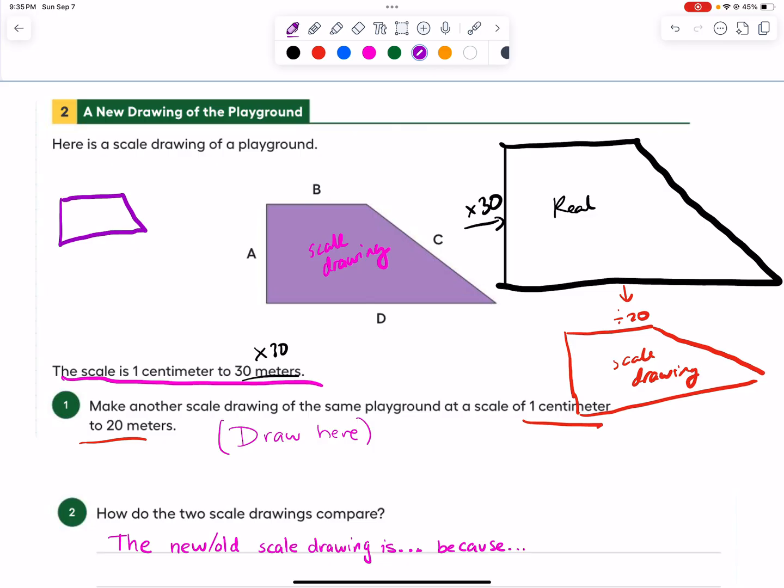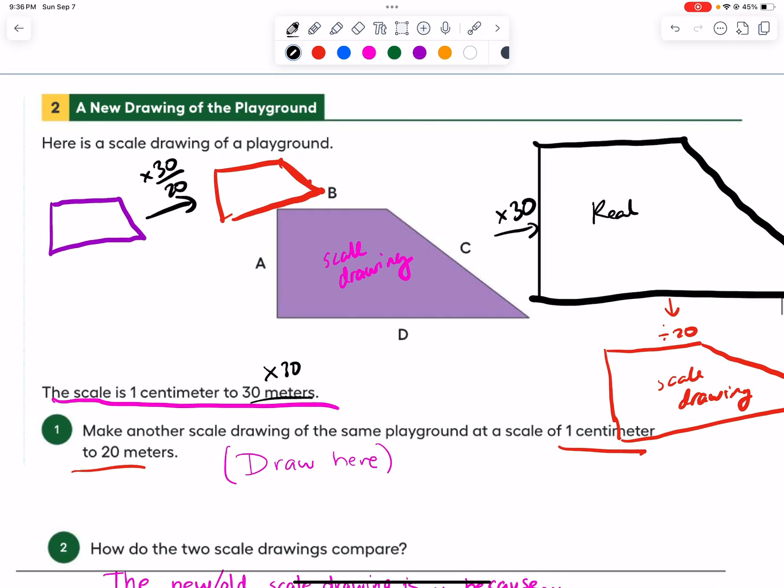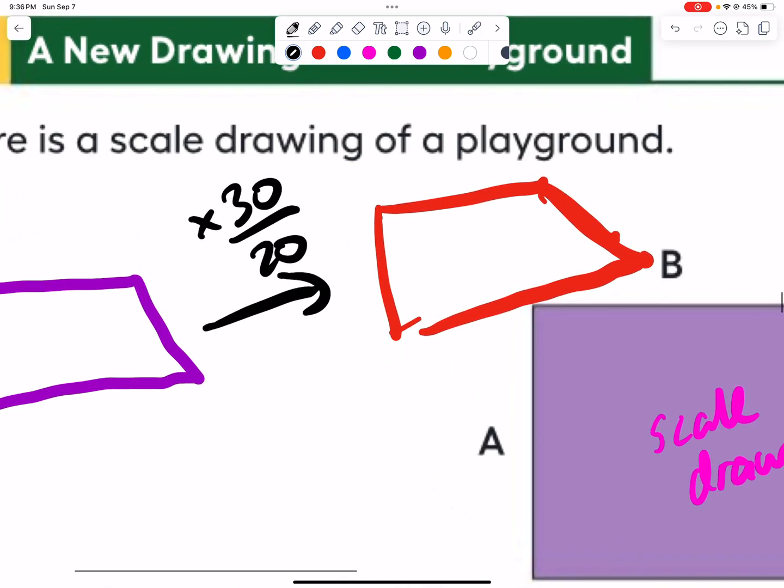So imagine this purple one was there and this red one was the one we just did. Both of these are the scale drawings. I want you to realize we could have just multiplied by 30 and divided by 20 like this instead of doing it each separately. This is the same as times 3 over 2. I want you to realize that this is equal to 1.5.